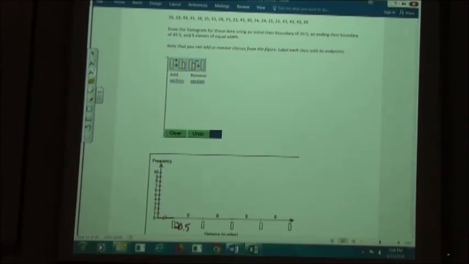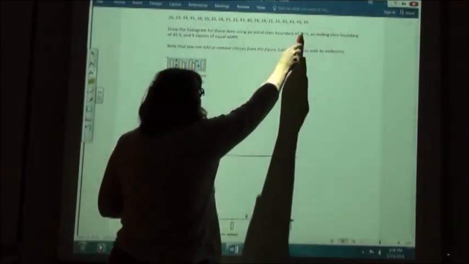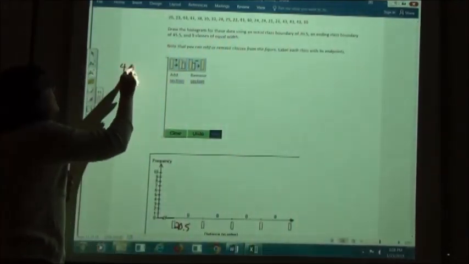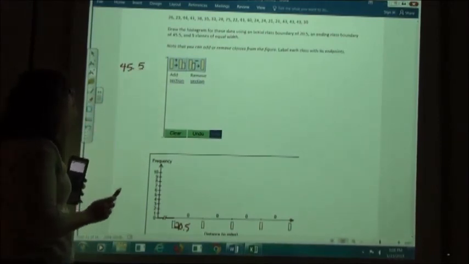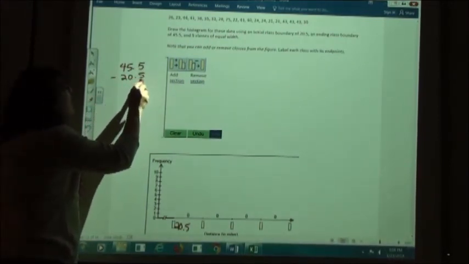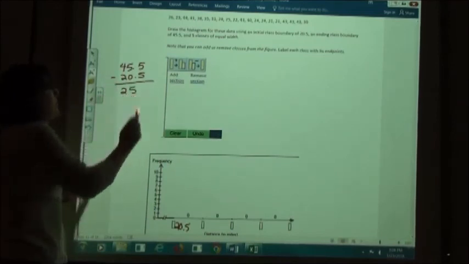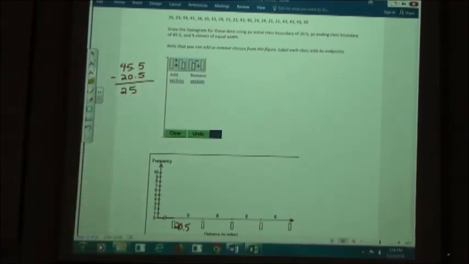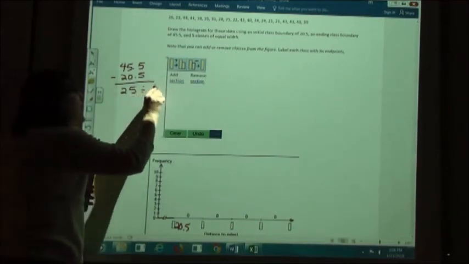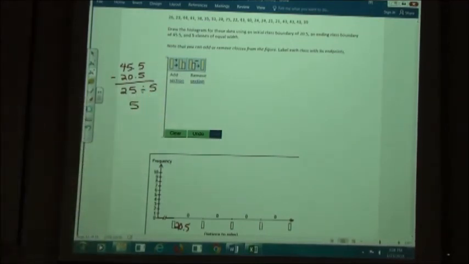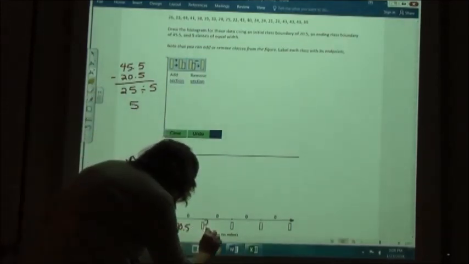So what we had to do is subtract, right? We had to find that total distance. We have 45.5, and we're going to subtract 20.5, and so we would get 25. That's the total between those two numbers. We want to divide them up into 5 equal classes. So if I take 25 and divide it by 5, our class width is going to be 5. So we're going to add 5 each time until we get up to 45.5. Go ahead and do that.